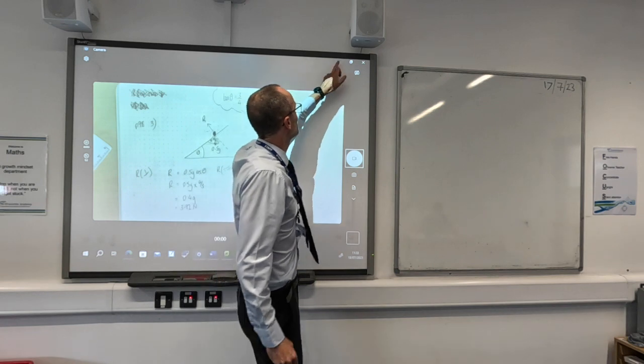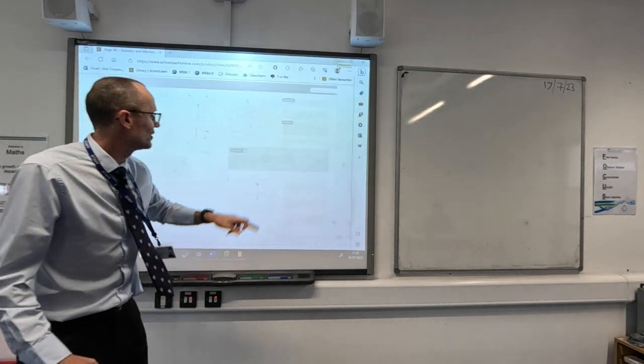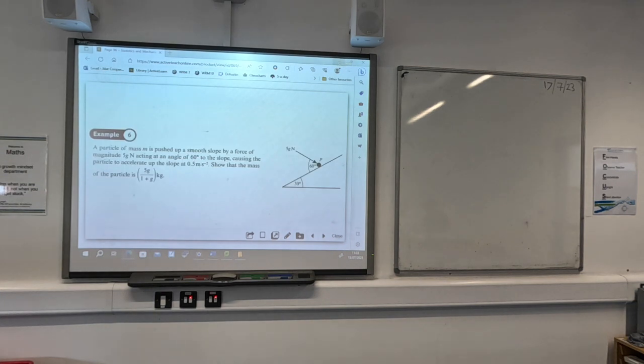So before we move on from this, let's just have a look at one final example, which is just a little bit more complicated because it's a sort of missing value problem. So we've got in this problem a particle being pushed up a slope. So it's moving up the slope. It's smooth again, no friction.